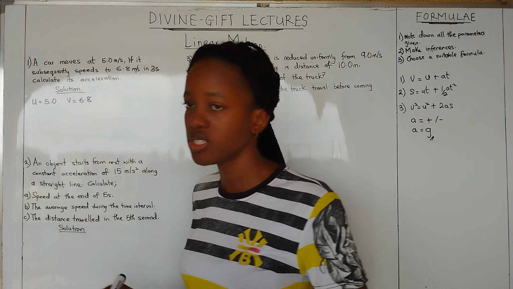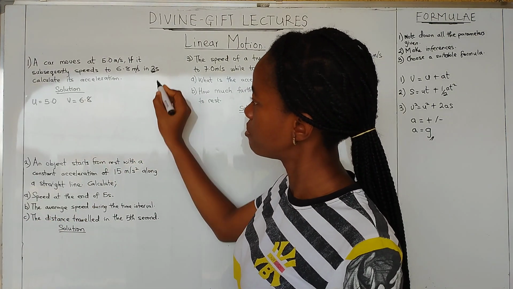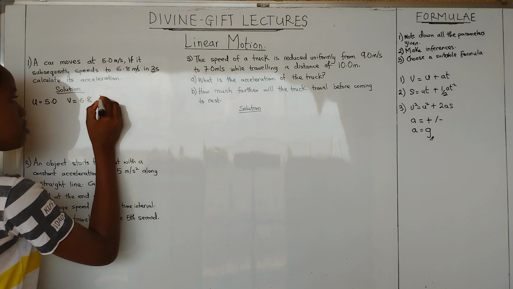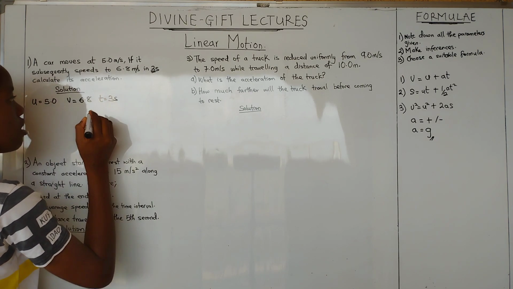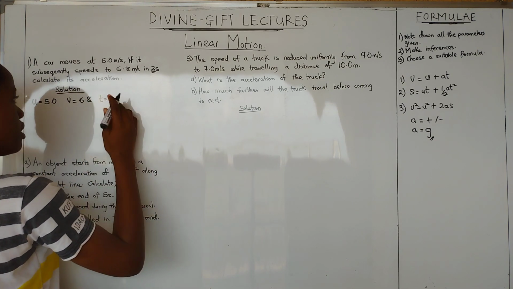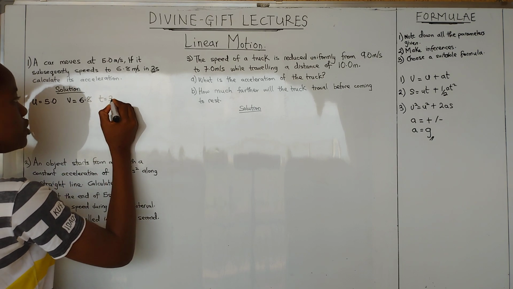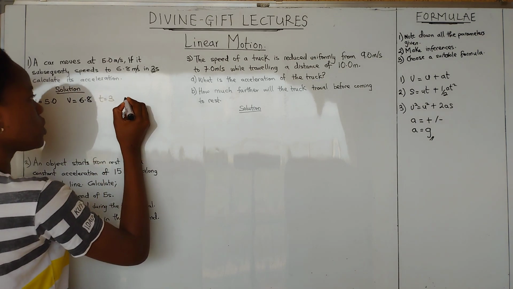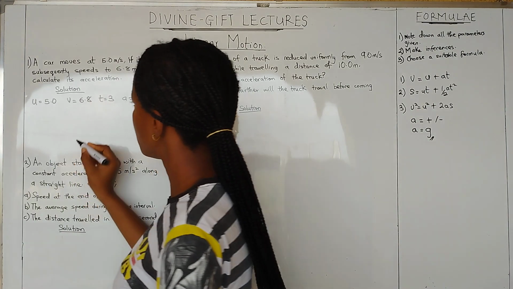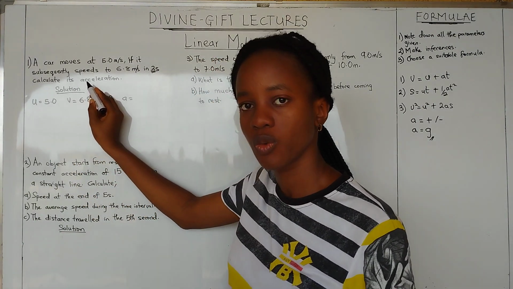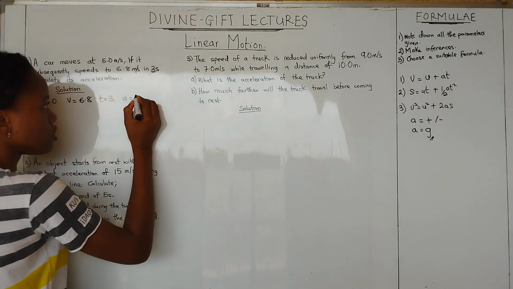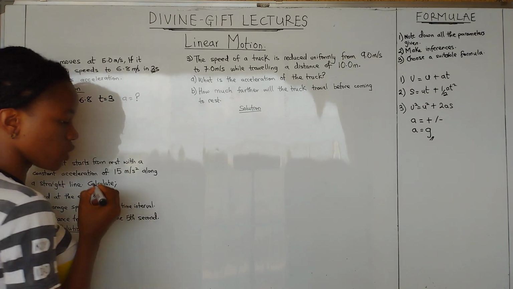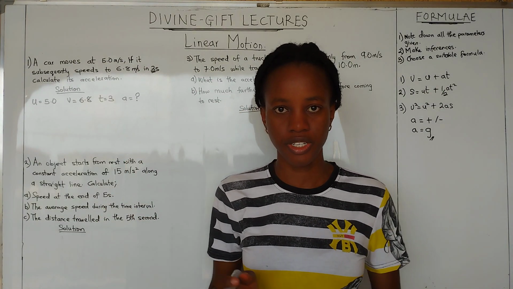Now, what else were we given? We were given time, and time here is 3 seconds. No need for the units yet. Then, what are we looking for? We are looking for acceleration. So we are also going to note that down as a question mark. We don't know what that is. That's what we are going to find.